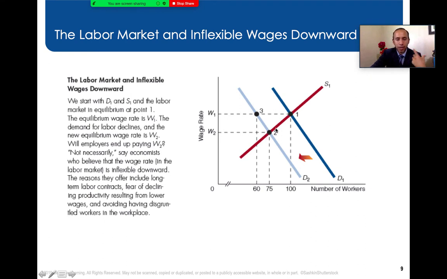However, this is not always the case. Not necessarily will employers pay lower wages. It doesn't happen in the economy. So in my perspective, and according to most perspectives from different economists, wages are inflexible downward in the short run. They're inflexible. And the reasons may differ.